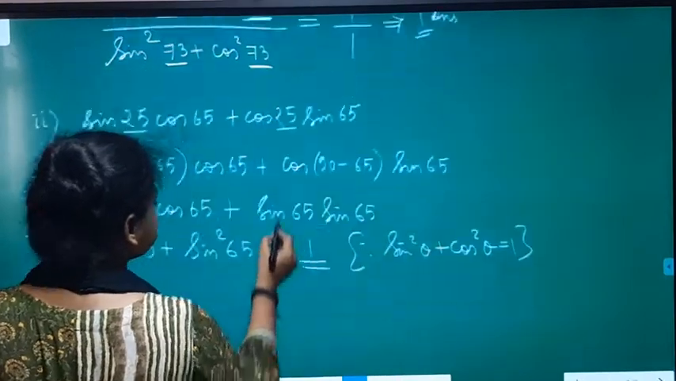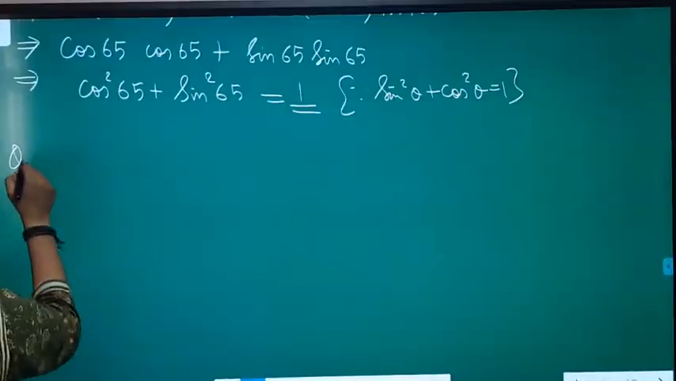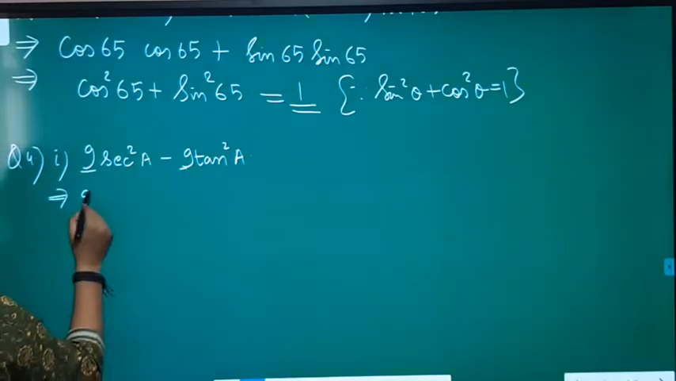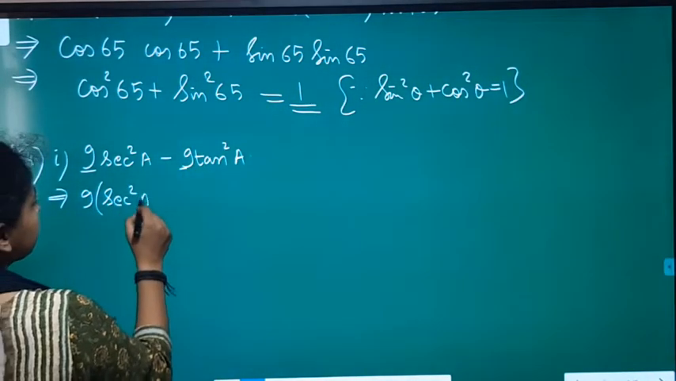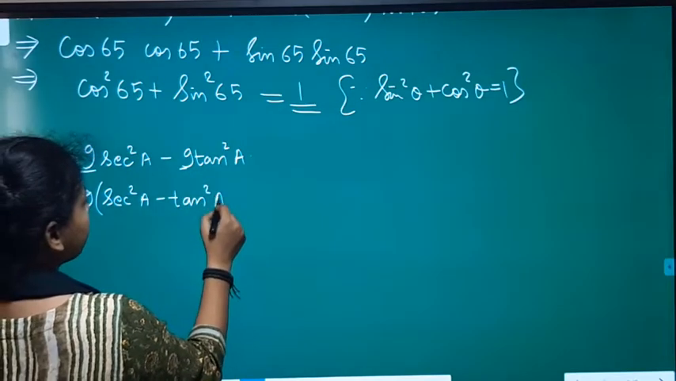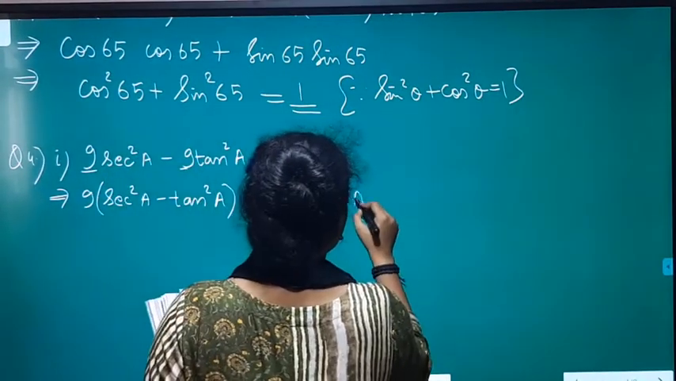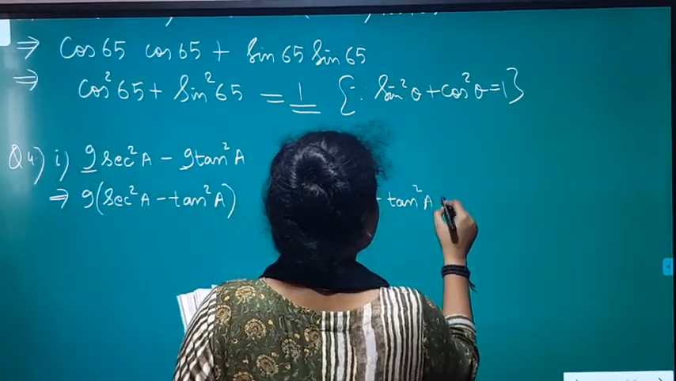Question number 4. We have been given multiple choice questions. The first part is 9 sec square a minus 9 tan square a. From here, we can take 9 common. In the bracket we will be left with sec square a minus tan square a. We know from the identity second, sec square a minus tan square a equals 1.